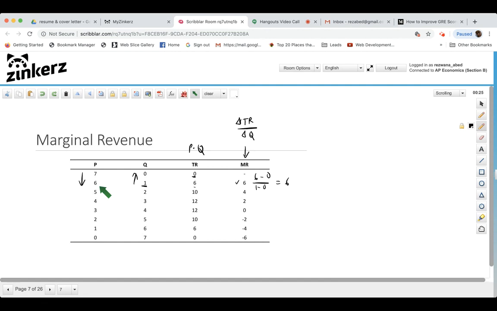Okay? And what you also notice is that at every output level, if you take a look at the price and then the marginal revenue, they're only equal to each other at that first level of output, when quantity is 1. Everywhere else, as your price is dropping, goes from 6 to 5, your marginal revenue at that output level, if you're selling 2, your price is 5, but your marginal revenue is 4. If price is 4, your marginal revenue is 2.